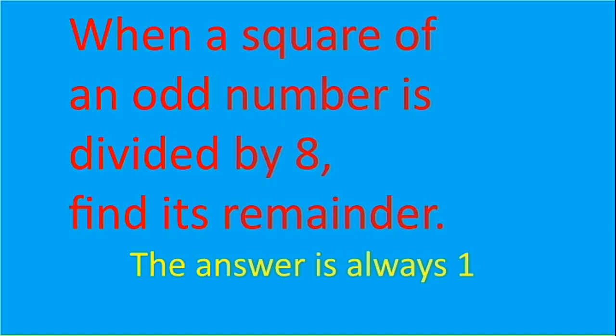When the square of a number is divided by 8, find its remainder. What is 3 square? 9. When you divide by 8, what is the remainder? 1. What is 5 square? 25. When you divide by 8, what is the remainder? 1. So the answer is always 1.